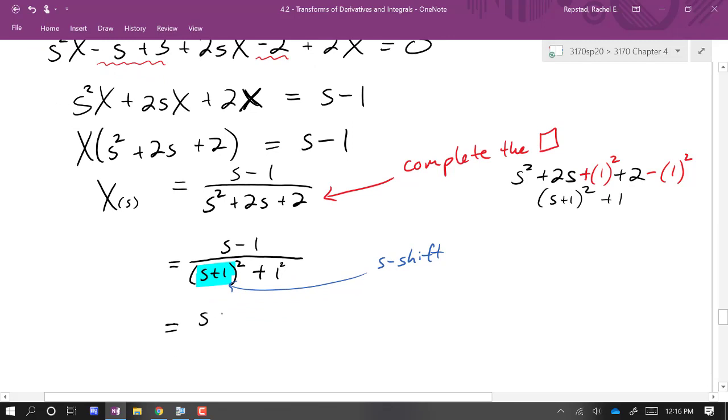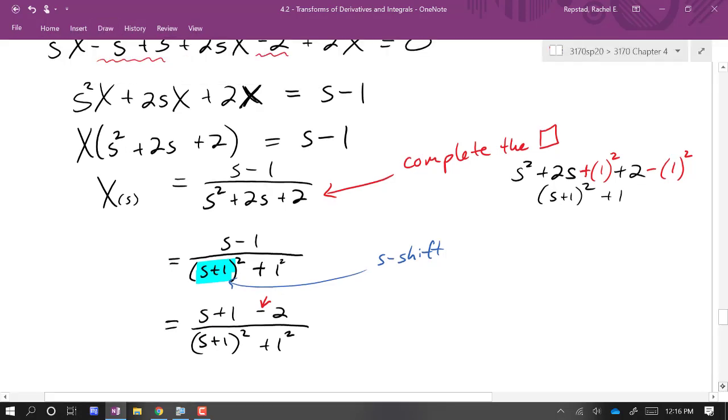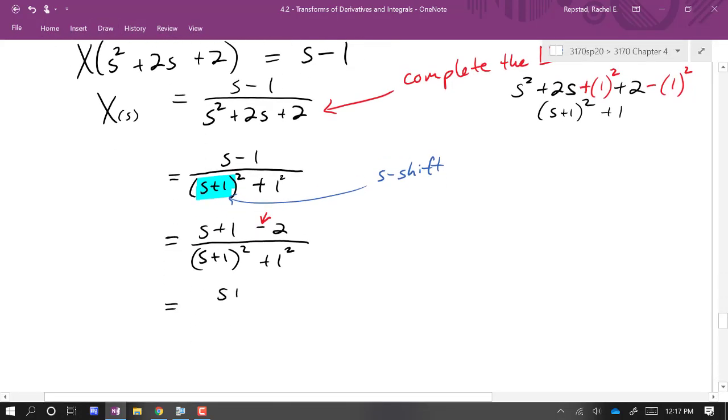This s minus 1, I'm going to write as s plus 1 minus 2. That's certainly equal, right? If you simplify that, you get s minus 1. And now I'm going to split it up over this subtraction. So I have s plus 1 over s plus 1 squared plus 1 squared, minus, and I'm going to pull that 2 out, 2 times 1 over s plus 1 squared plus 1 squared. Now both of these are in the form of something that I can take the inverse transform of.